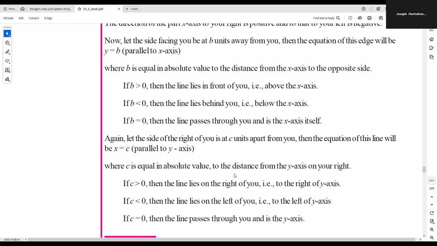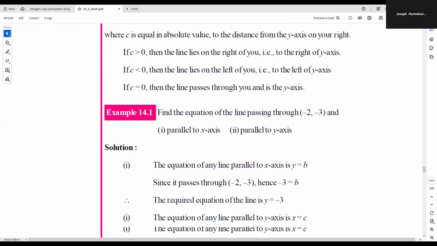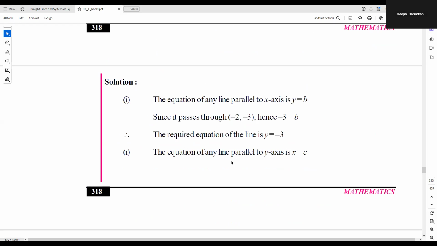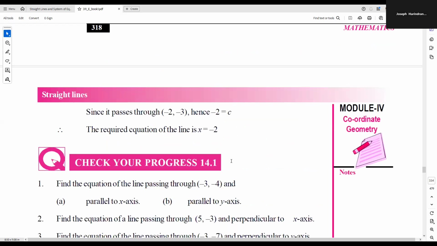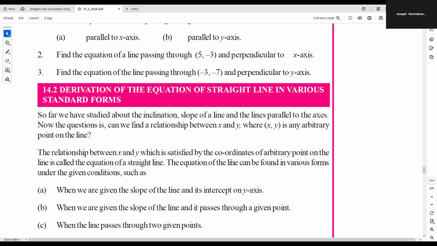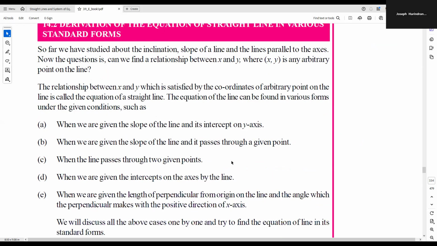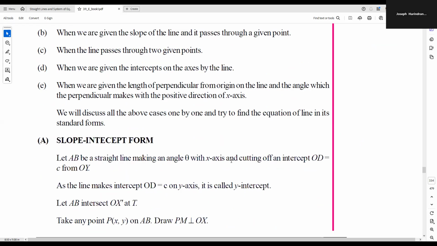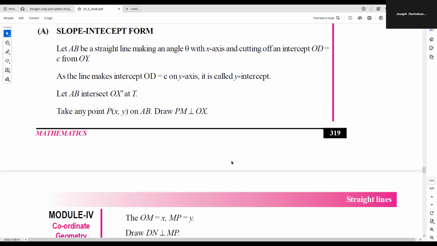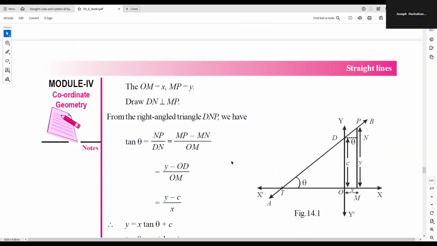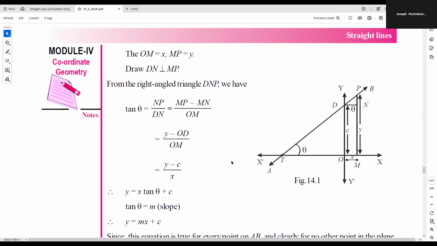We move on to the other forms of the equations. The forms of the equations of a straight line. The equation of a straight line has various standard forms. We will see that. Slope and intercept form. The slope and intercept form is the famous form y is equal to mx plus c. This is called the slope intercept form.